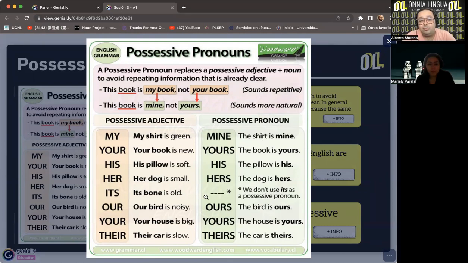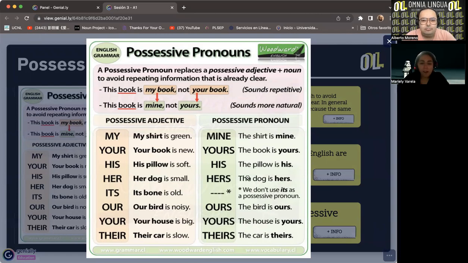Its bone, its salt. Well, we don't have a possessive pronoun for its. Why? Because in English, things cannot possess other things. So we don't use its as a possessive pronoun. We use its as a possessive adjective, and that's all. For our, we use ours. Our bird is noisy. The bird is ours. For your, we use yours. Your house is big. The house is yours. And for their, we use theirs. Their car is slow. The car is theirs.